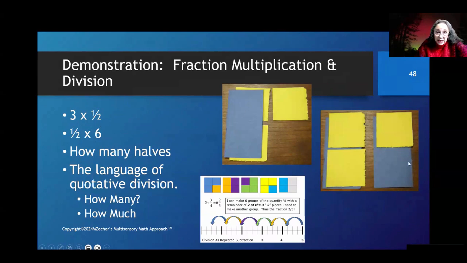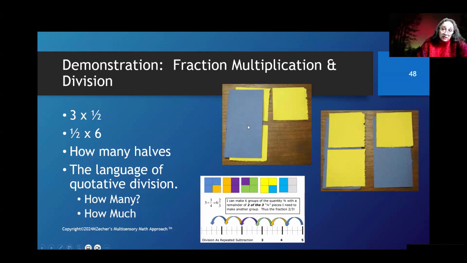Here's that representation shown with pieces of construction paper. One is cut in fourths and one is cut in half. Here we have, if I start with 3/4, how many halves can I make? I can make all of my half and half of another one. If I say, what is 3/4 divided by 1/2? How many halves can I make?